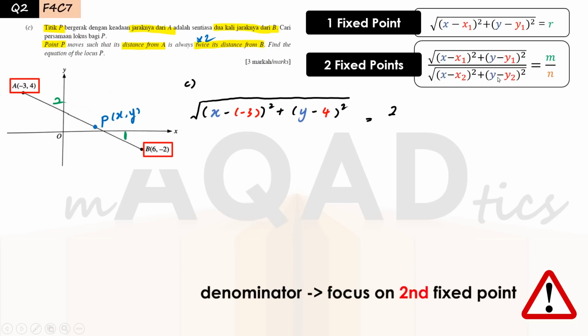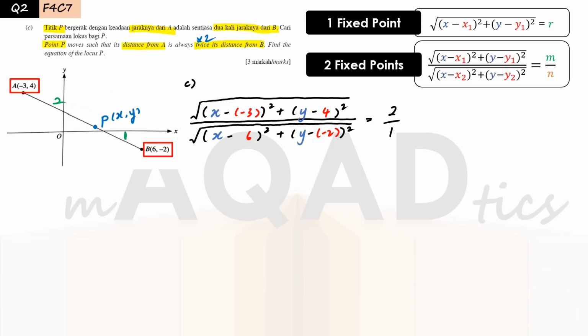Then for the denominator, we'll be focusing on the second fixed point. Okay, so everything here is just the same, it's just the coordinates that are different. So we are going to find the differences between the two x coordinates, and then the difference of the y coordinates, square them, add them up together, and then square root, and on the right side we are going to put the distance, which is 1.